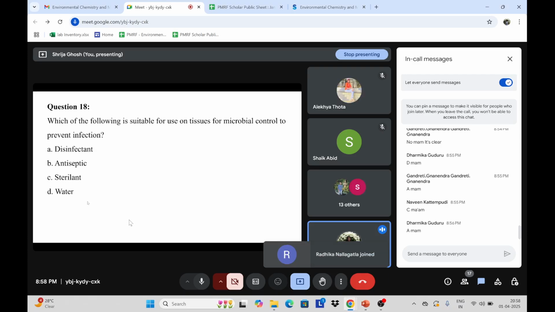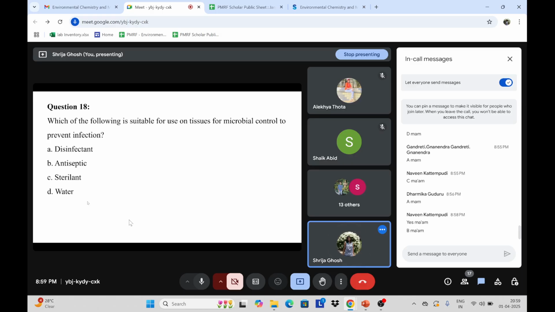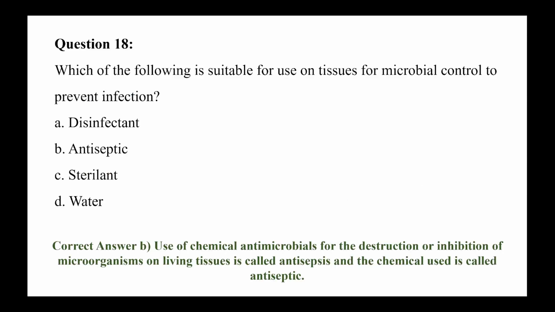Okay. Moving on to the next question. Which of the following is suitable for use on tissues or for microbial control to prevent infection? We have already discussed this. What do we use on living tissues to control the microbial growth? Yes, option B, antiseptic. We use antiseptic. I've already discussed this, so we won't spend time on this one.